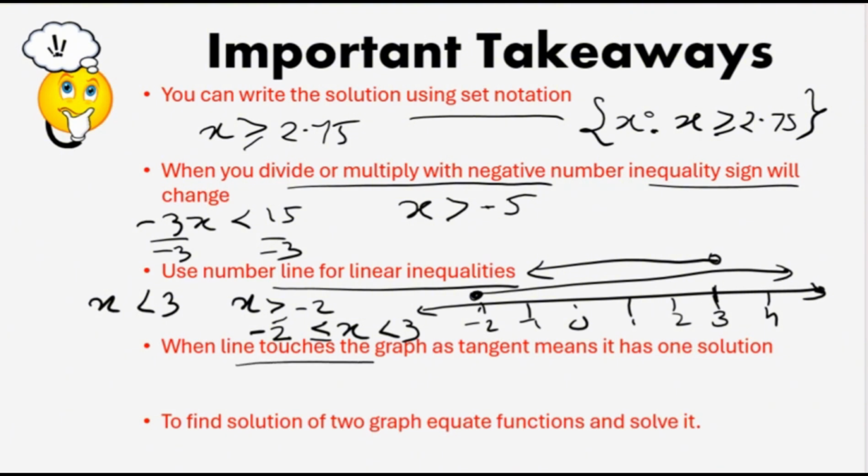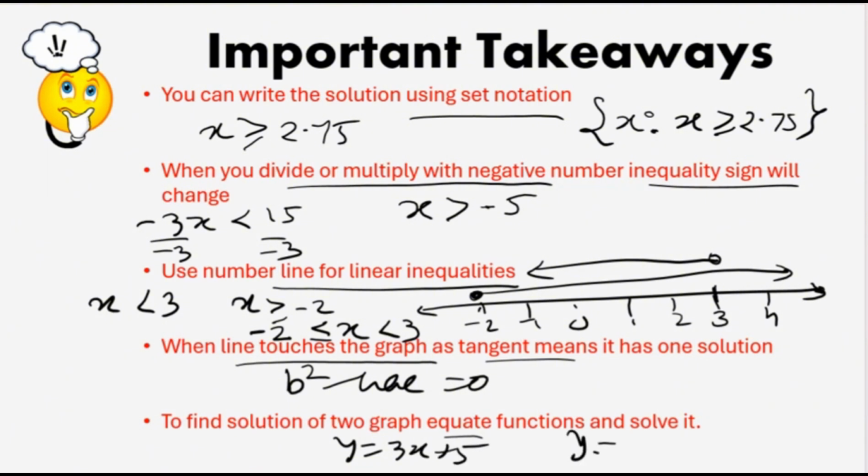When a question tells you a line touches the graph as a tangent, it means b squared minus 4ac is equal to 0, because it touches at only one point, so it has only one solution. To find the solution of two graphs, equate the functions and solve. Suppose it's given y is equal to 3x plus 5 and y is equal to 4x plus 3. You can equate 3x plus 5 is equal to 4x plus 3. That will give you the value of x and you can find the intersection point.